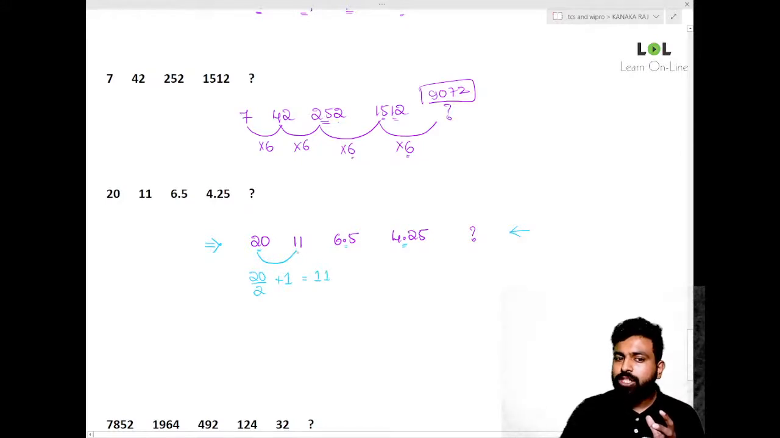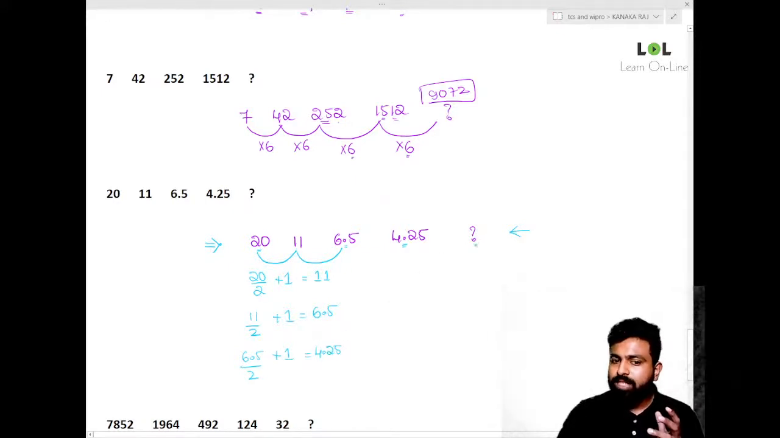Now, will this logic hold good for the next term as well? Let me check. I have to go close to 6.5. 11 divided by 2 gives me 5.5, which is close to 6.5. Yes, plus 1 gives you 6.5. Now, 6.5 divided by 2 gives you 3.25, plus 1 is 4.25, which means I've got the logic right.